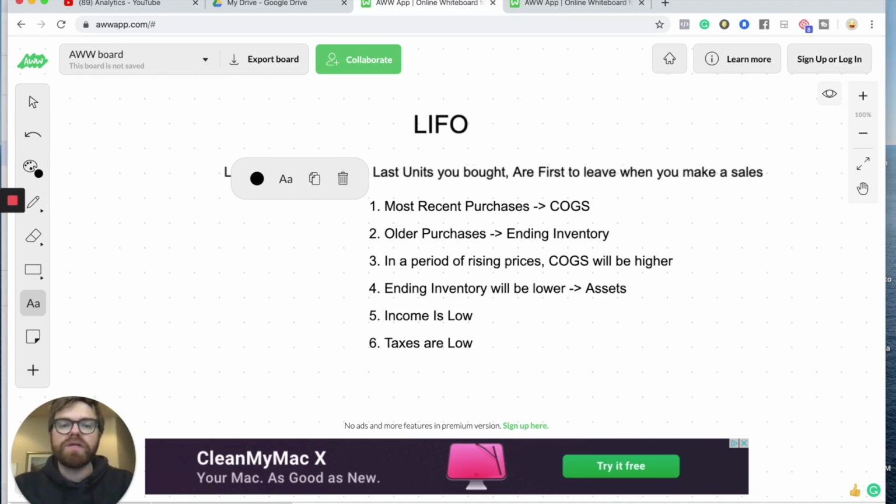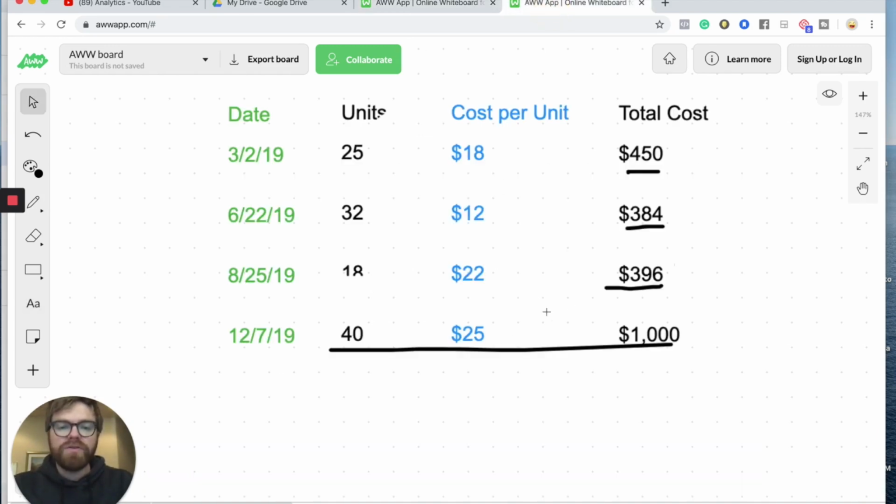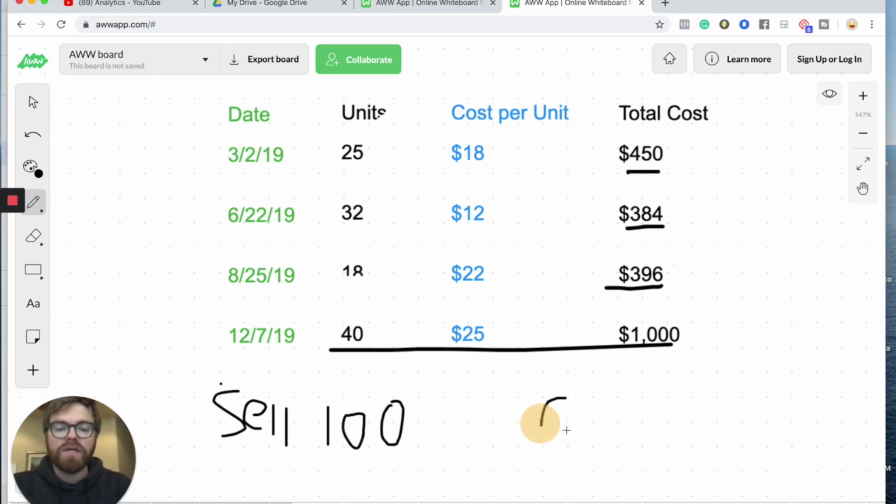Let's jump over to an example. I'm using the same numbers as in the FIFO video just to show you how LIFO works. Let's say we sold 100 units. We're looking for cost of goods sold and ending inventory. Those are the two things we're looking for. So let's think about it.